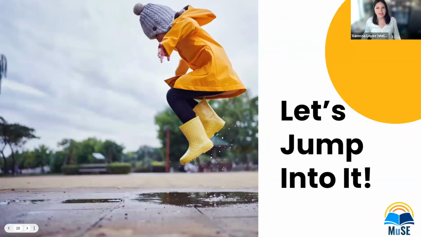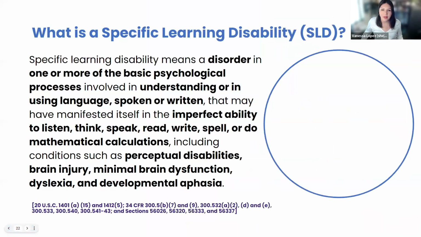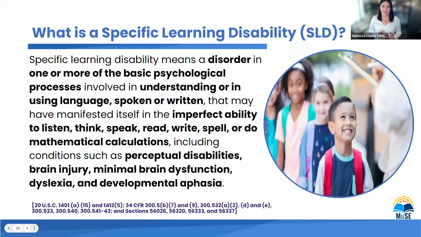So let's jump into it. I mentioned that the top 3 disability categories for English learners are SLD, SLI, and autism. And oh boy, do we love our acronyms in special education. And sometimes it's really hard to not want to get into the weeds about what the disability categories really mean, but it's important that we at least focus our attention on those top 3, at least for the time that we have together today.